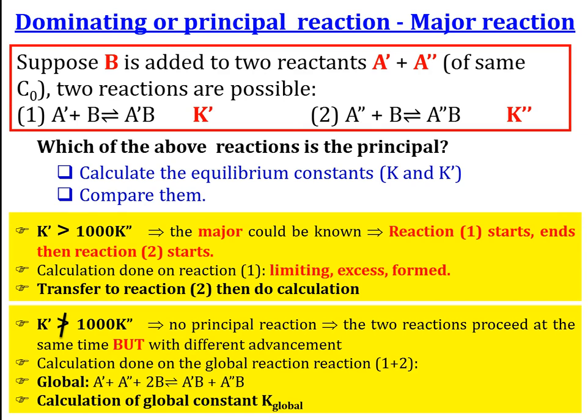So what to do? What are the calculations done in this type of example? We work on the global reaction A' plus A'' plus 2B that gives A'B plus A''B, and this is our principal reaction. So we calculate K global, and all calculations are done on this principal reaction. In the next slide, I will treat two examples. The first, where K' is 1,000 times greater than K'', and the second, when K' is not 1,000 times greater than K''.